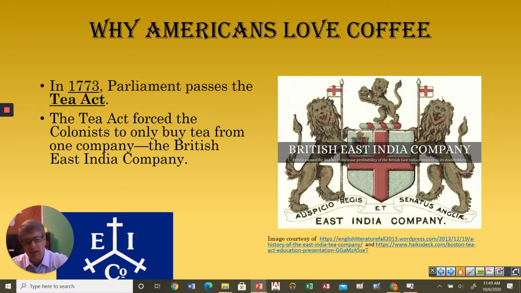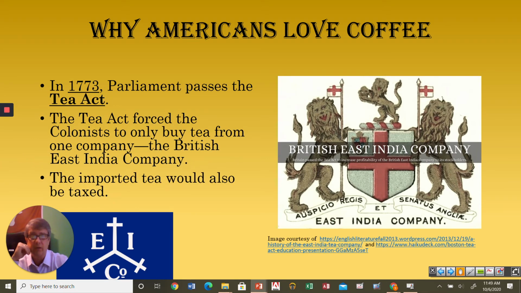And Britain tells the colonists, look, if you want to buy tea from now on, you have to buy it from our company. Okay? The tea would also be taxed.